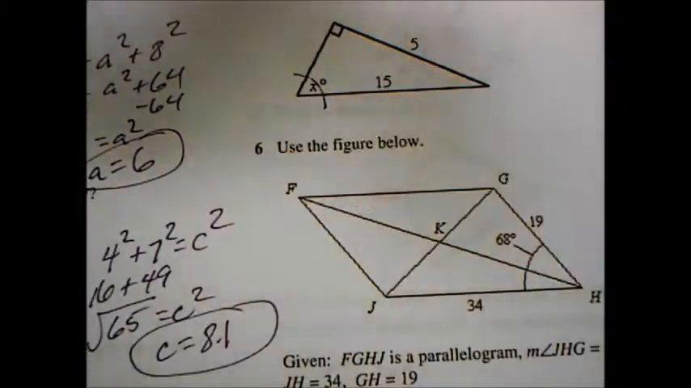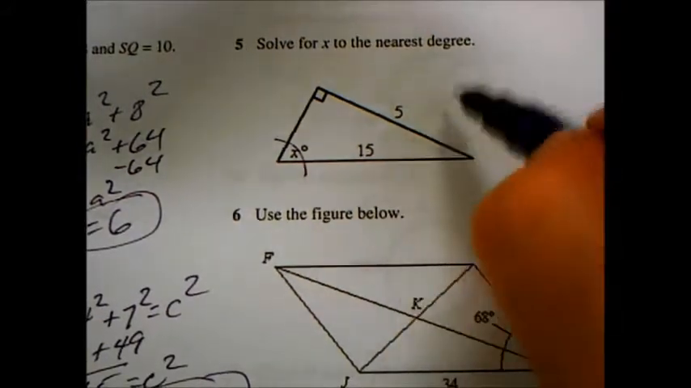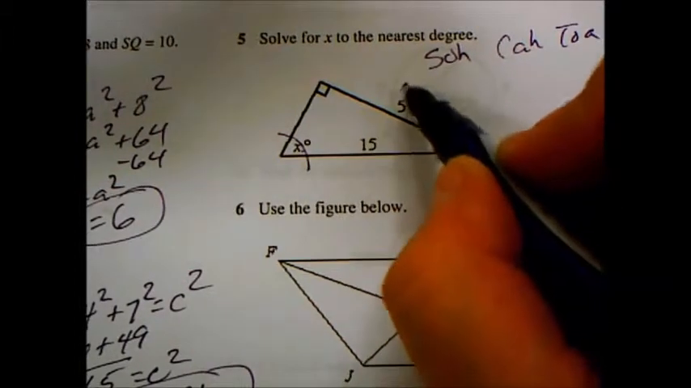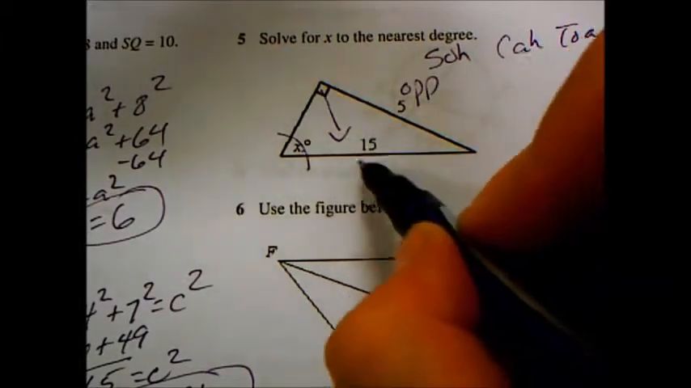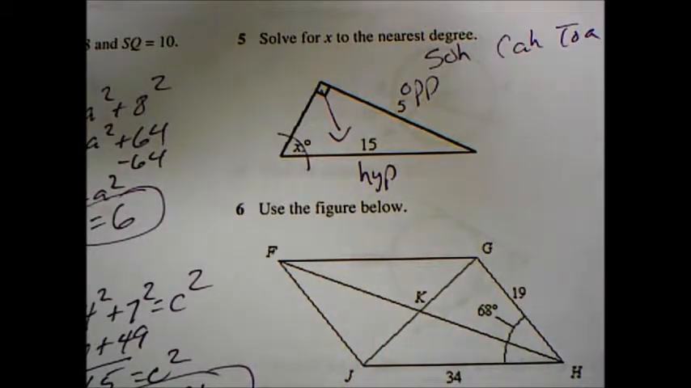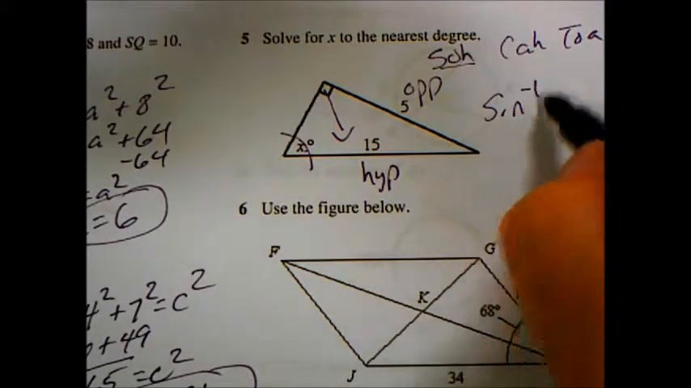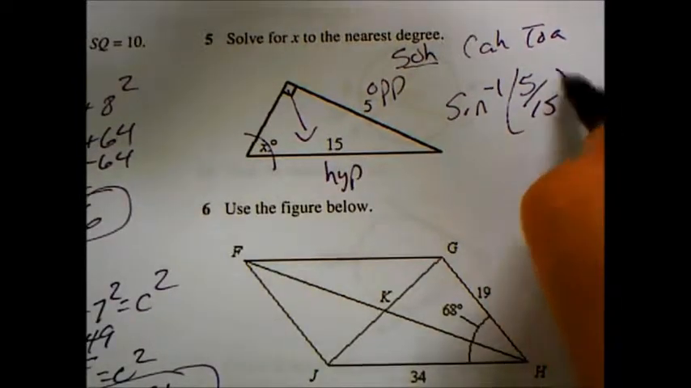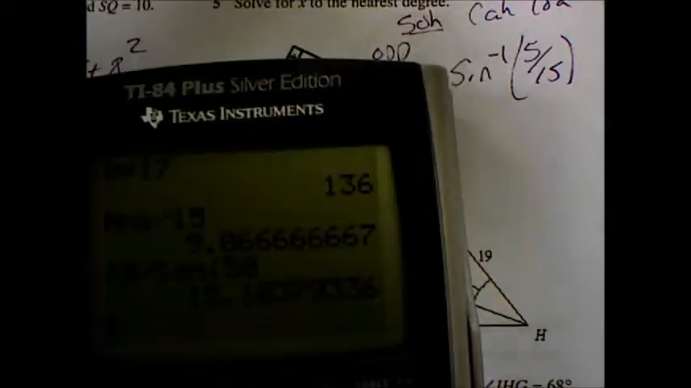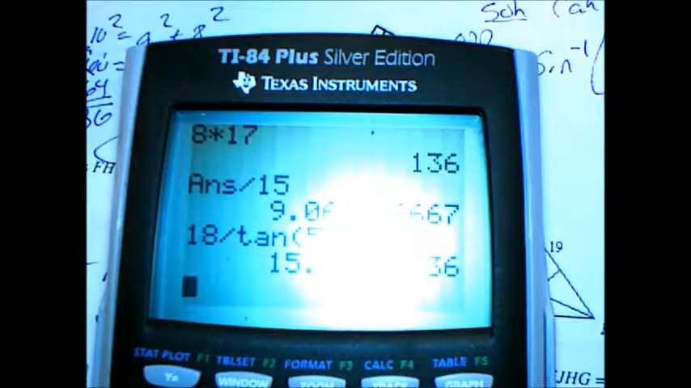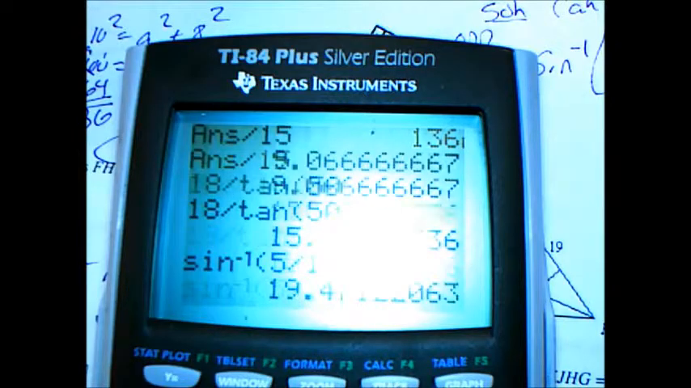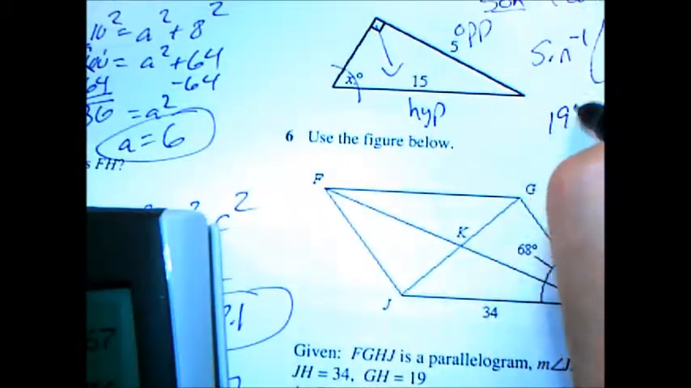Okay. If I go to number 5, here they want to know the angle, so that means I'm still using my trig ratios. Sine, cosine, tangent. From the X, this is the opposite side. Across from the right angle is the hypotenuse. That means I'm using the sine ratio, but this is the inverse, the -1, because it's the angle I'm looking for, so I'm going to do 5 over 15. To get the inverse, remember in your calculator, I have to use the second and sine. That gives you the -1. 5 divided by 15. That gives me about 19 degrees.